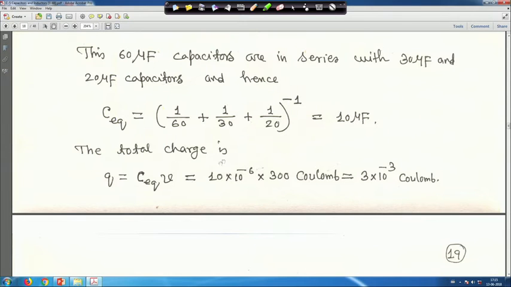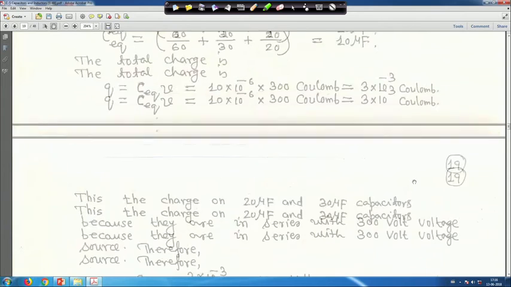Now, total charge Q is equal to CEQ into V, right, because this is CEQ and total charge Q will be CEQ into V. V is given 300 volt and it is 10 microfarad. So, 10 into 10 to the power minus 6 farad into 300 volt. So, 3 into 10 to the power minus 3 coulomb, that is Q, right, the total charge.